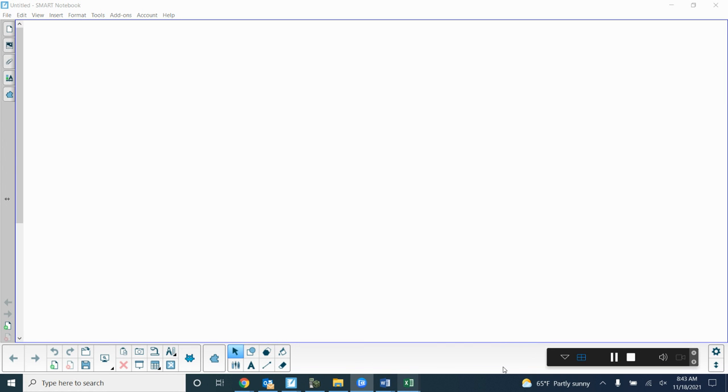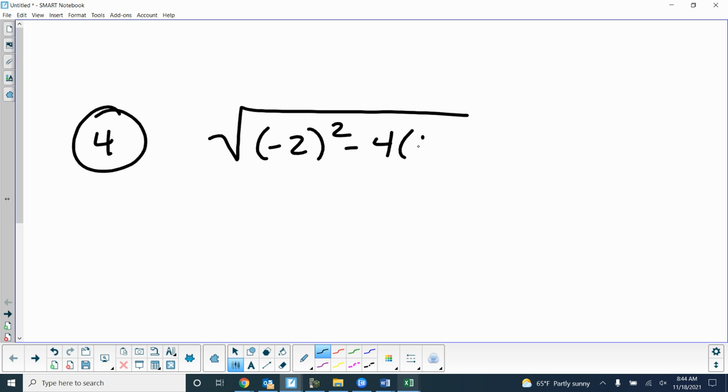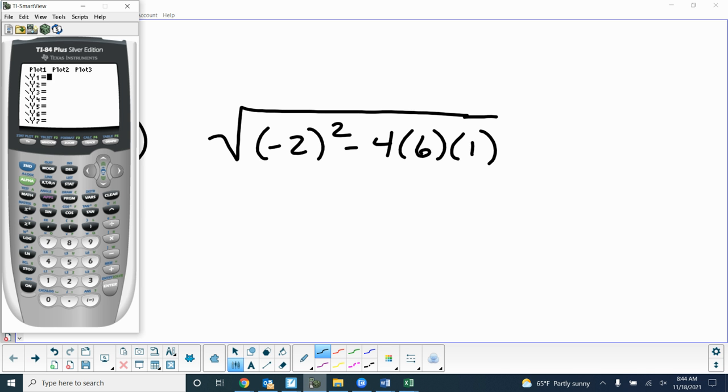All right, so when you do number 4, when you do this part of the quadratic formula in your calculator, don't put the square root symbol in.